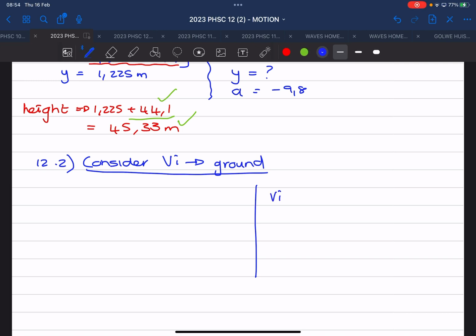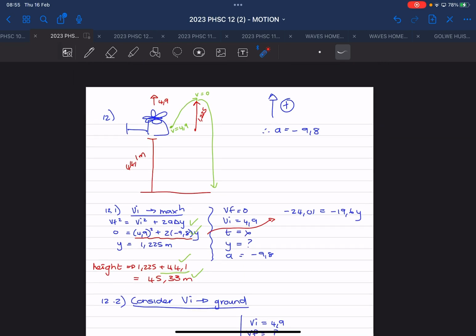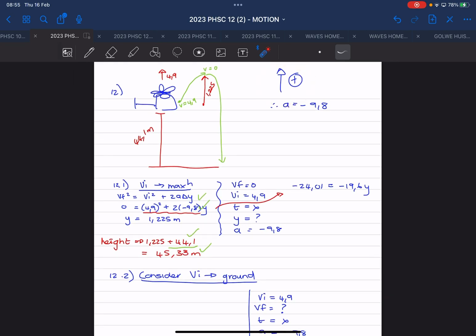Okay, so our initial velocity was 4.9. We want to determine the final velocity. Our time, we don't know. Our acceleration is gravitational acceleration, negative 9.8, because we chose up to be positive. But ma'am, the object is now falling down. It's going down, so shouldn't it be plus 9.8? Why not? We chose up to be positive. And if you did that at the beginning, you stick with it all through the question. You are not allowed to change. So even if the object is going down, that doesn't matter.